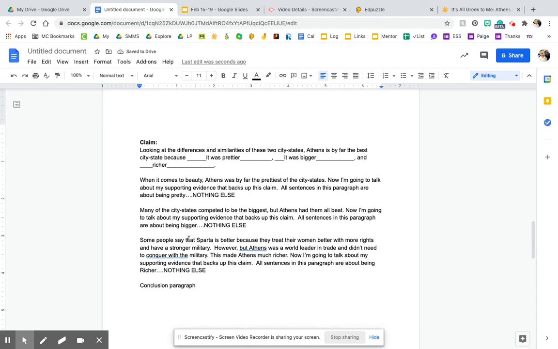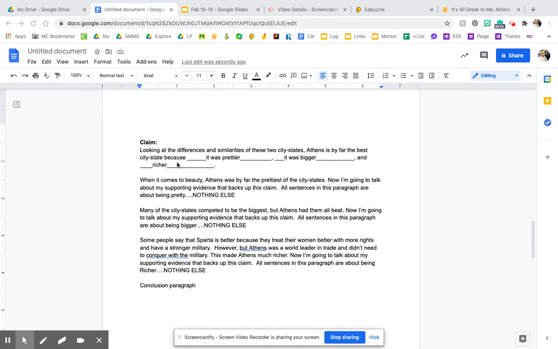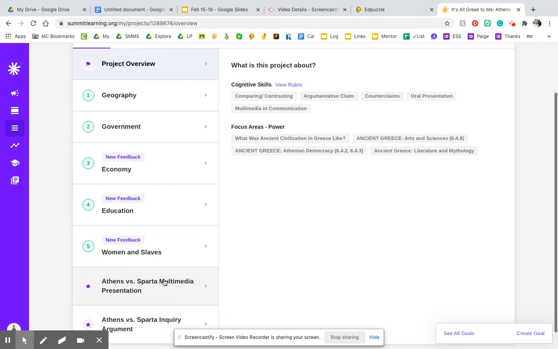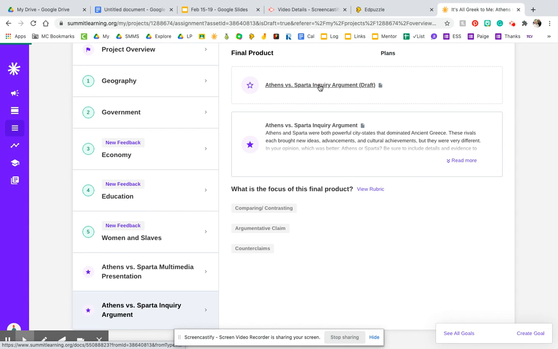Now, again, don't use prettier, bigger, and richer. Think about what your topics were about in your checkpoints. Those are probably going to be what you need to use in your claim. Stick to this idea here of what we're looking at of how to build this essay. I'm giving you really good tips. You need to go back and look at yours, okay? You're going to do that in your argument here, in your draft.